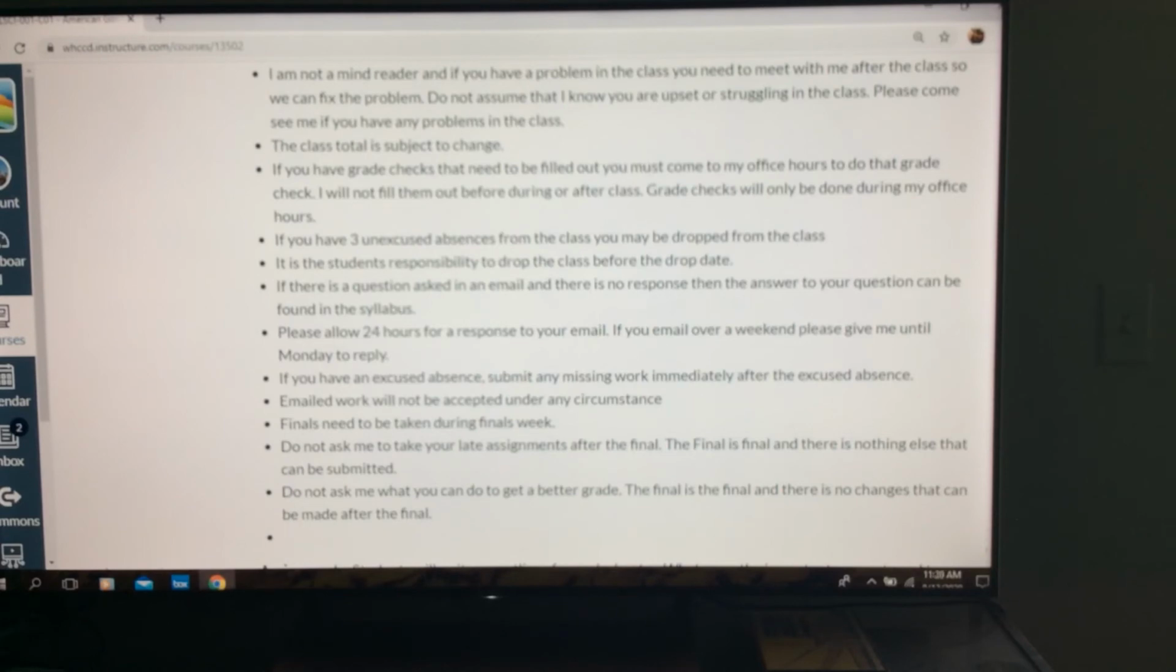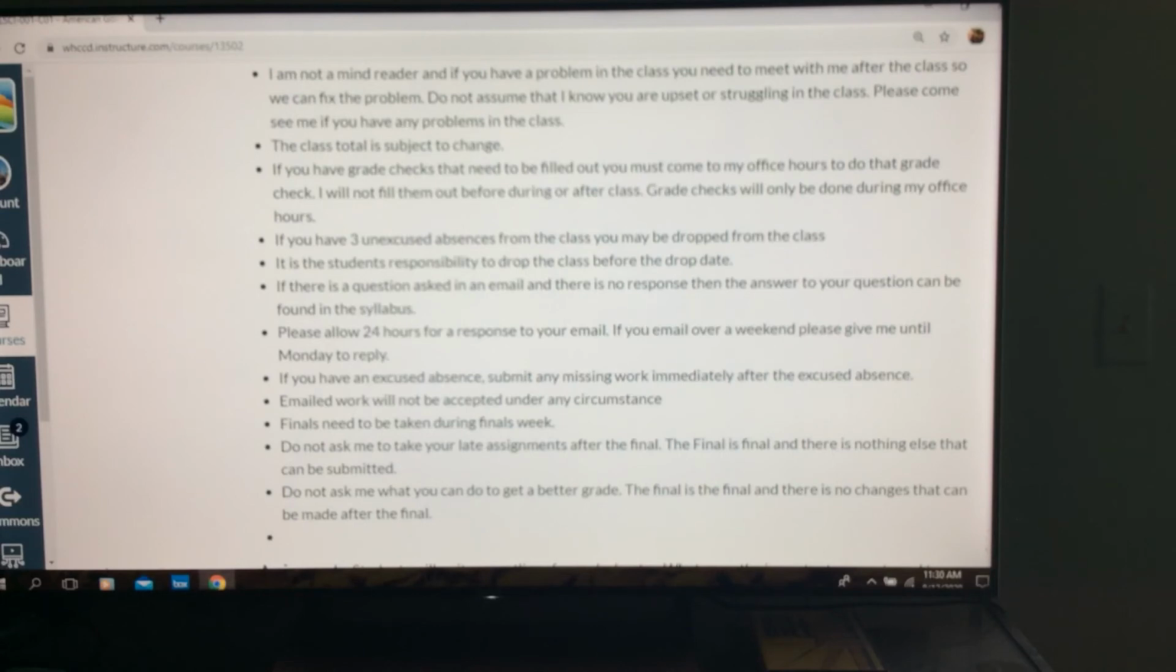Do not ask me to take your late assignments after the final. The final is the final, and there is nothing else that can be submitted. So a lot of students will email me at the end of the semester, saying, oh, I'm like 100 points away from a B. Can you give me another assignment? That's not fair for everybody else in the class, so I won't be taking anything after the final is taken.